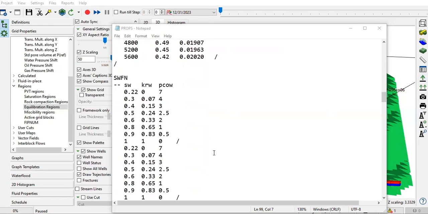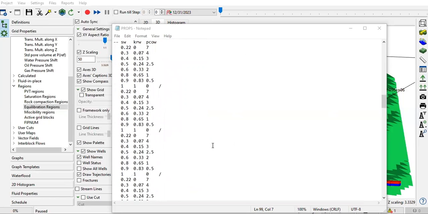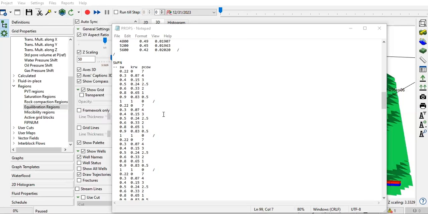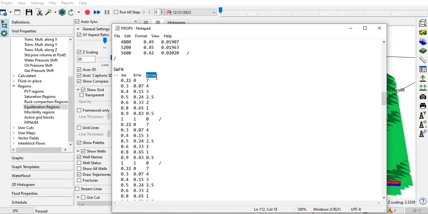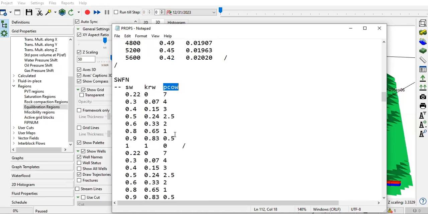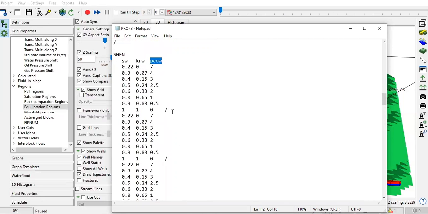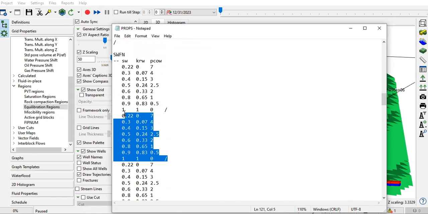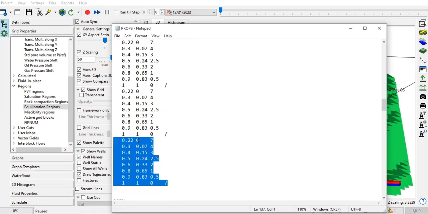And then, okay, this is a relative permeability. Let me minimize. Okay. This is for water saturation and relative permeability of water. And this is the capillary pressure for oil water system. You see here we have 1, 2, 3, and 4 regions. And we will check the regioning later.